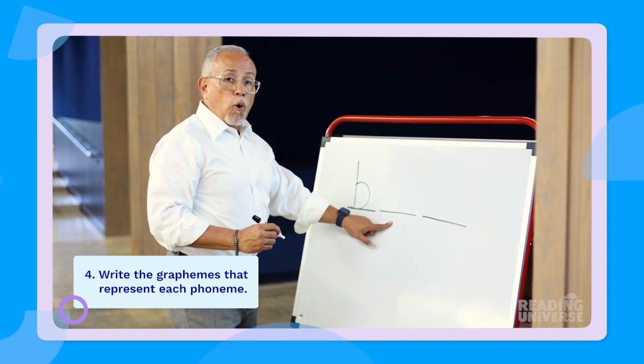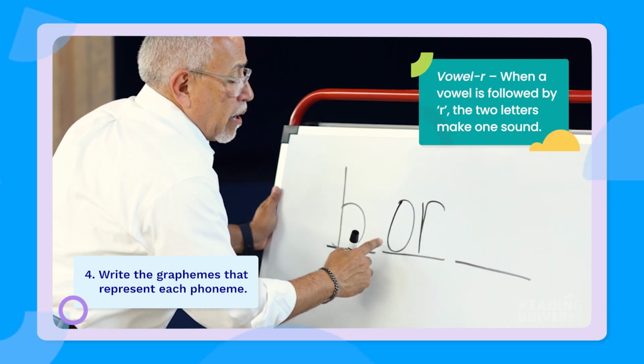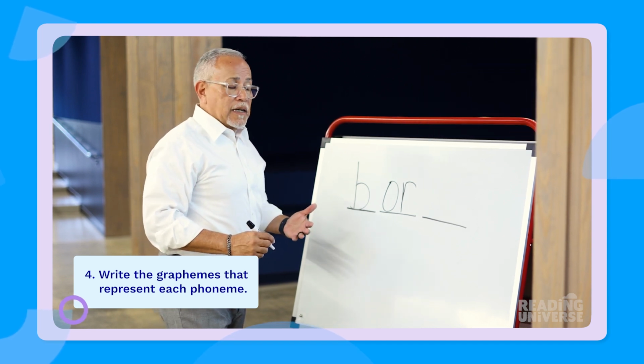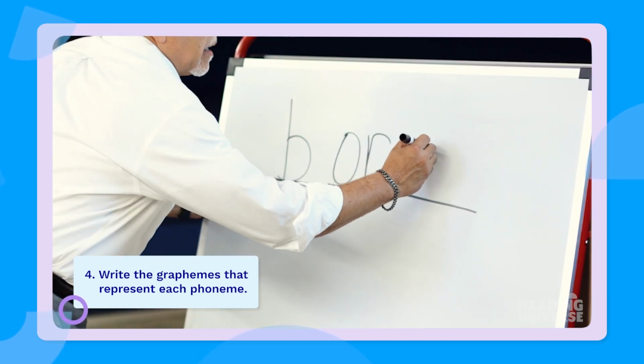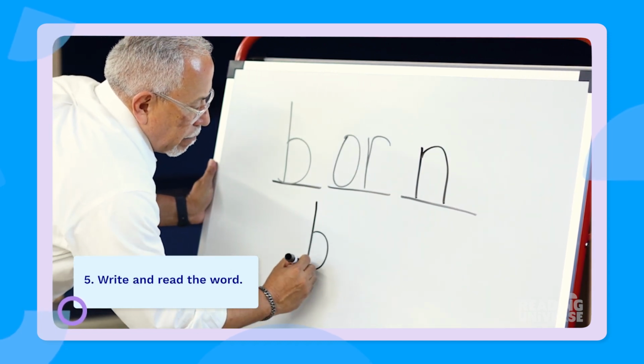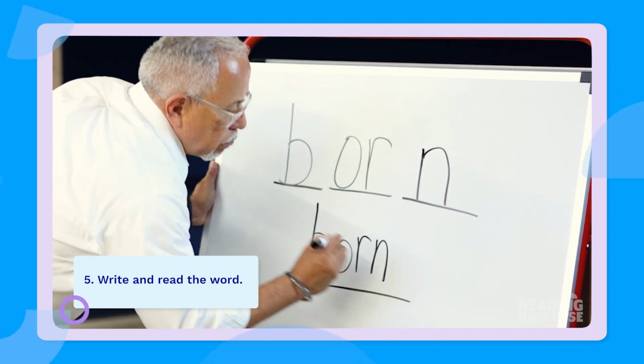This sound here is OR. Here is my vowel, and here is my R. All right? My vowel R. And the final phoneme in the word born is N. What about the grapheme? It's the letter N, or the grapheme N. All right, let's spell that. B-O-R-N. Born.